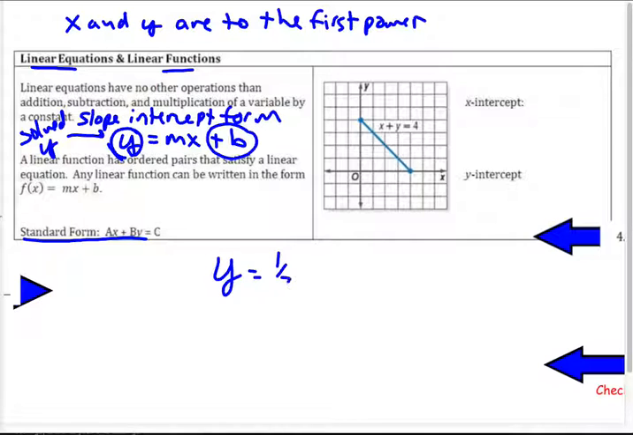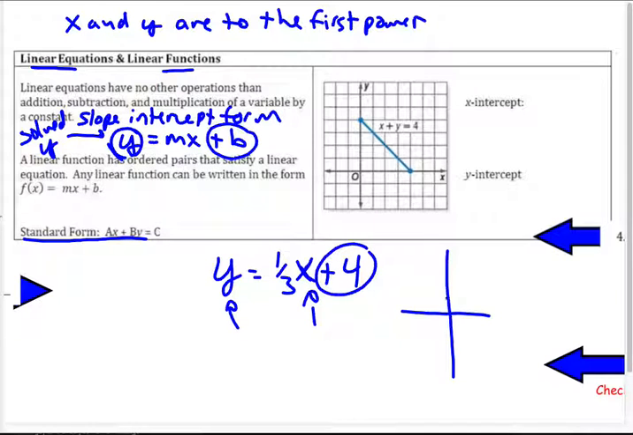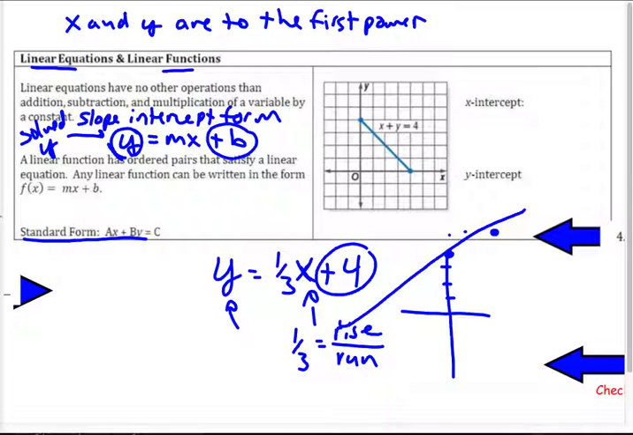Here's slope-intercept form, 1/3 x plus, we'll say 4, which would be very easy to graph. In fact, I'm going to graph it right now. I see that x is to the first power, y is to the first power. This is a linear equation. My y-intercept is 4, so I'm going to go up 1, 2, 3, 4. And my slope is 1/3. That's the same as rise over run. So I'd go up 1 from this point and over 1, 2, 3. And there's another point. So it's very easy to graph what's in slope-intercept form.